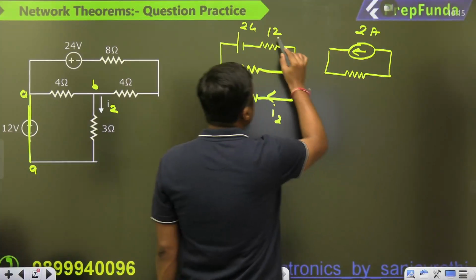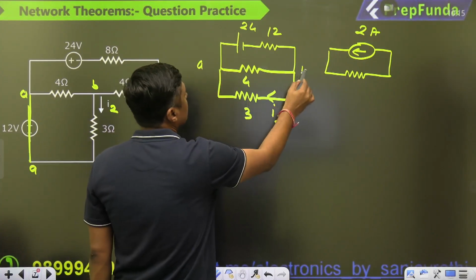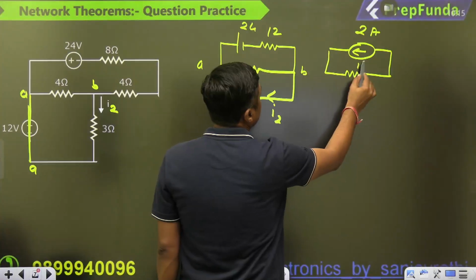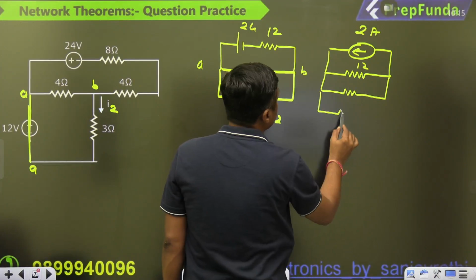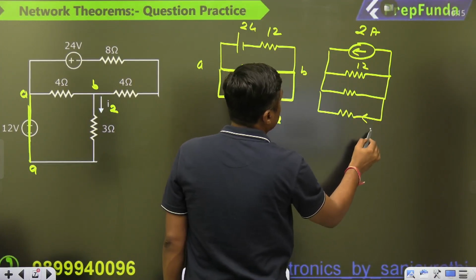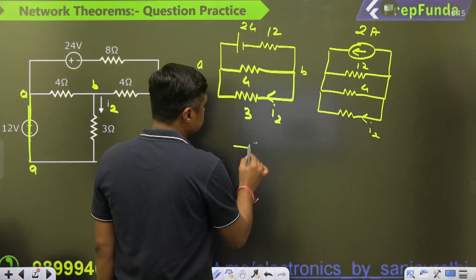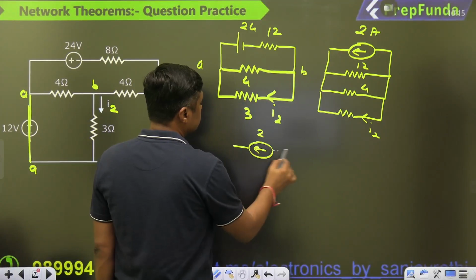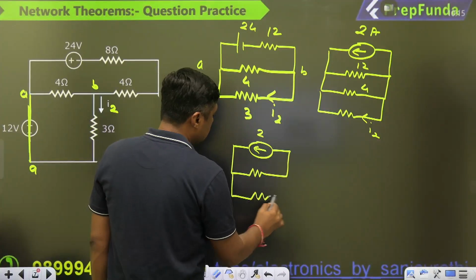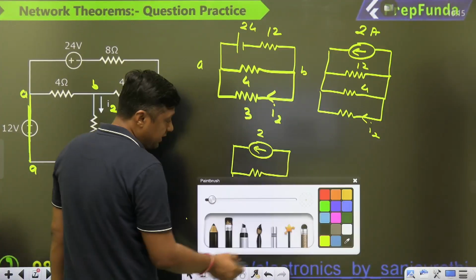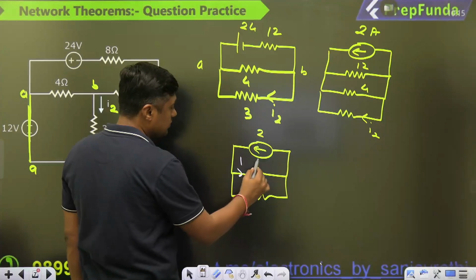Now this voltage source is converted into current source across A and B. This is A, this is B. Now this is a 12, this is 4, and this is 3. Now what is the parallel combination of 12 and 4? 3. Three and 3 are in parallel. That's why this current is divided into 2 equal parts. This will become 1 ampere, this will become 1 ampere.